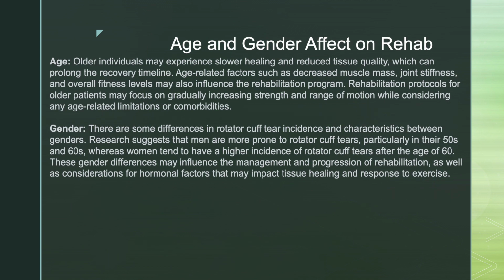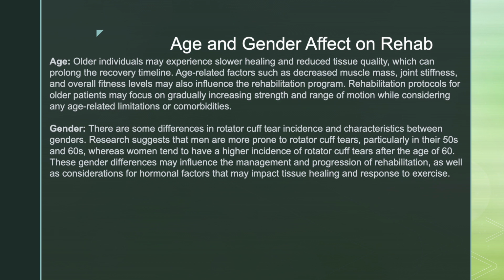So how age and gender affect rehab. Age is the key because you have a slower healing process and reduced tissue quality and a prolonged recovery time as you get older. This kind of is regardless of how extremely healthy you are, things like that. It's just the way the body is. And other things as you get older are decreased muscle mass, joint stiffness, and usually overall fitness. People tend to not go to the gym as much as they get older because they're getting older. They're enjoying different things and doing different stuff. So our protocols need to be tailored to older patients if that's where we're at.